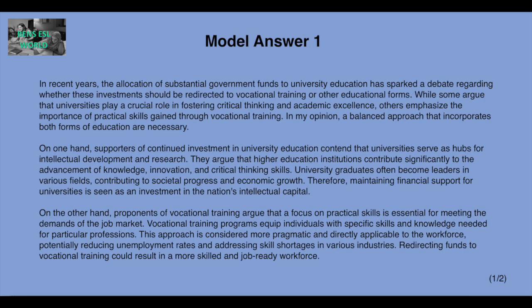Model Answer 1. In recent years, the allocation of substantial government funds to university education has sparked a debate regarding whether these investments should be redirected to vocational training or other educational forms. While some argue that universities play a crucial role in fostering critical thinking and academic excellence, others emphasize the importance of practical skills gained through vocational training. In my opinion, a balanced approach that incorporates both forms of education is necessary.